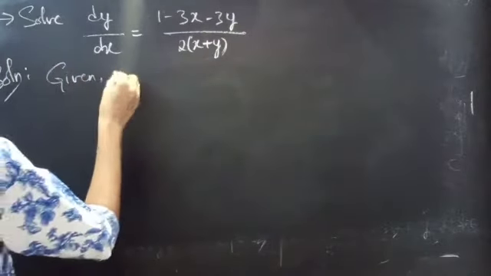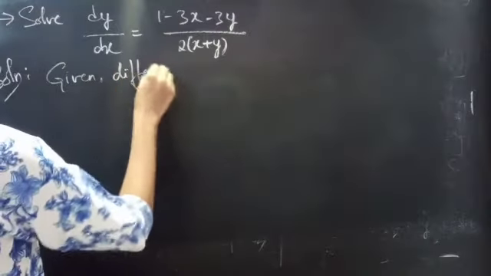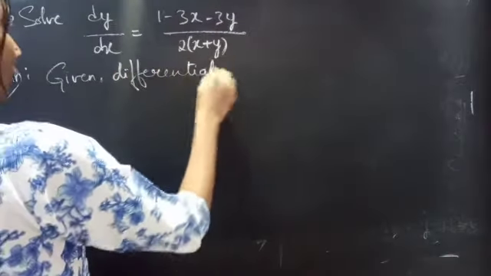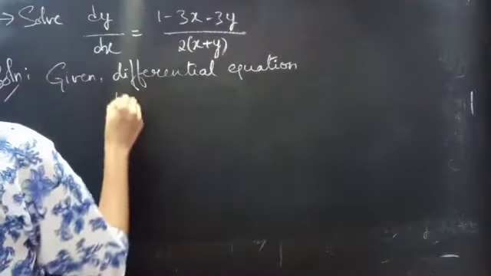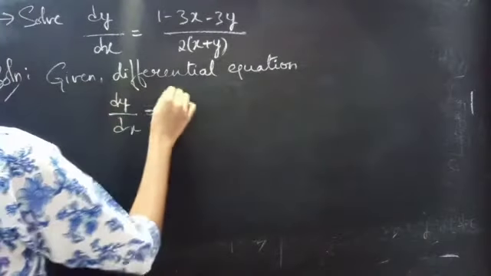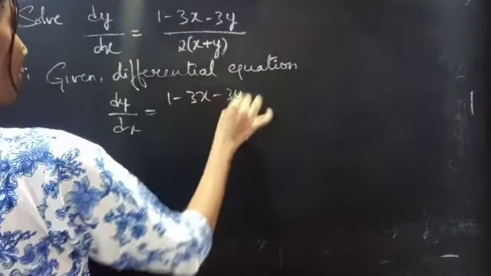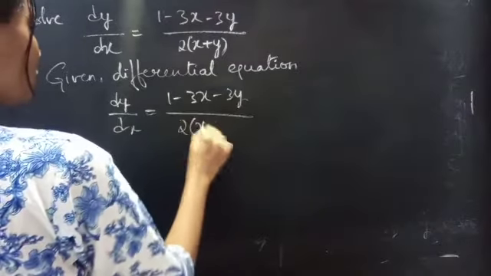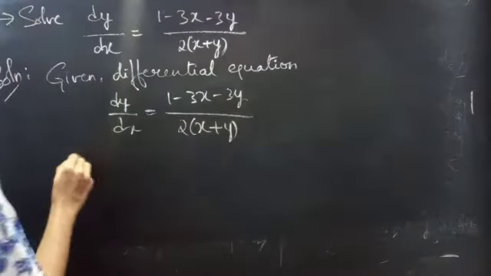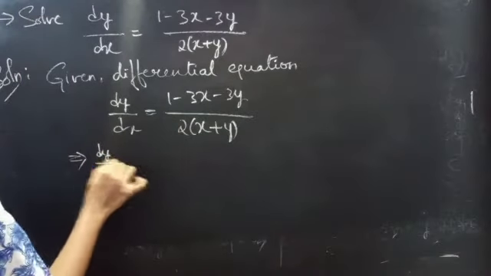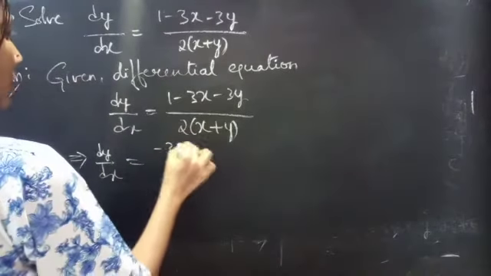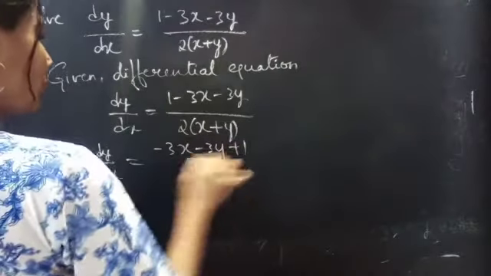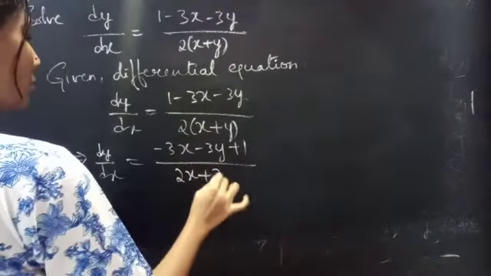Given differential equation: dy by dx equals (1 minus 3x minus 3y) by 2 times (x plus y). So we can write this as dy by dx equals (minus 3x minus 3y plus 1) by (2x plus 2y).